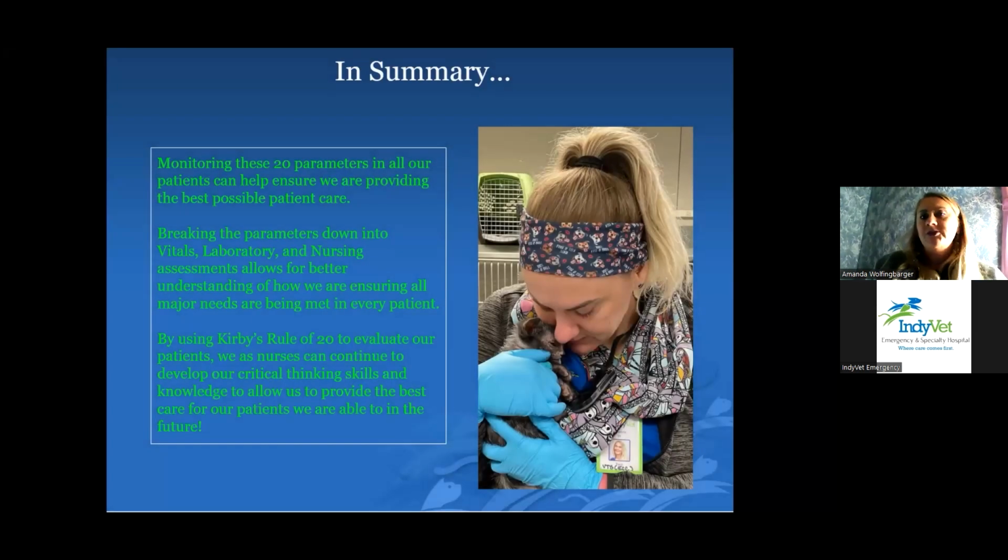And then, just summarizing, this was the first Lyoki kitten I ever got to meet, so I was pretty excited. Monitoring these, it seems like 20 is a lot, but when we break them down into the vital signs, the laboratory and nursing assessments, it just allows better understanding for how we can ensure that we're meeting the major needs of our patients each and every time.